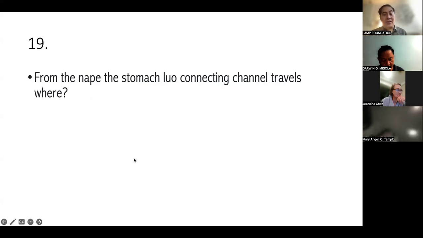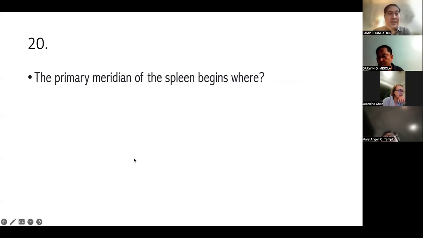Internally, to terminate at what area? The throat. Oh, lalamunan. The primary spleen, where? Doc, sorry. Where does the primary meridian of the spleen begin? The toe. At the foot. Toe. Kasi meron din lateral side, which is liver 1, right? Yes, the spleen 1. Spleen 1.